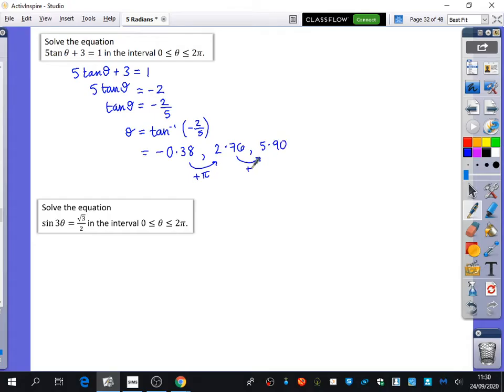5.90. Now, I could add on another pi, but what would happen? It's going to go outside the range, so I'm not going to do any more. Now, I'm going to just put a line through this and say I don't want that as one of my solutions because it's outside of the range.